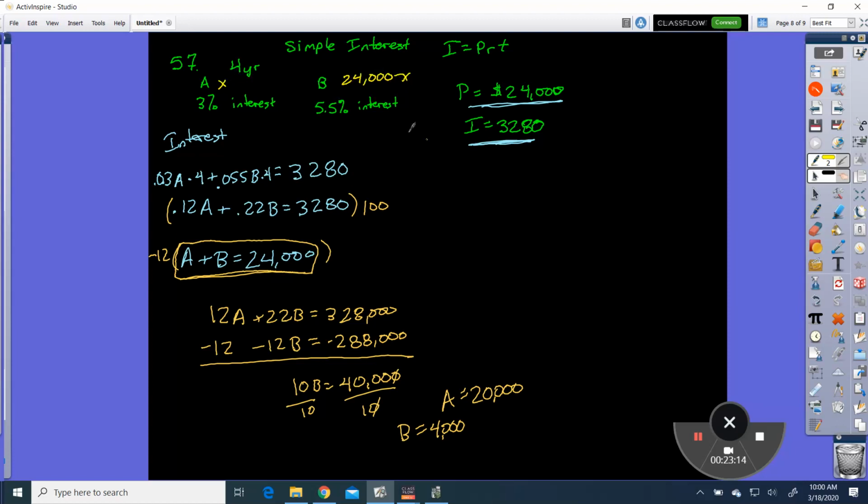So I know my interest on this one is going to be 0.03 times X times my time. I really should put these in order, the same order that they are in the formula, but I put it backwards, the principal and the rate. So that's the interest from A. The interest from B is 0.055 times 24,000 minus X. So this is interest of the A, this is the interest of B, and together these two interests make 3280. So then this just makes 0.12x plus 0.055 times 24,000.